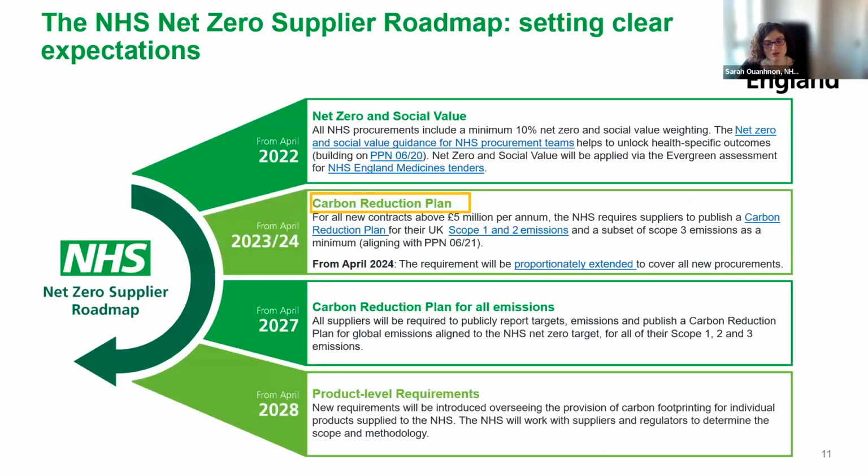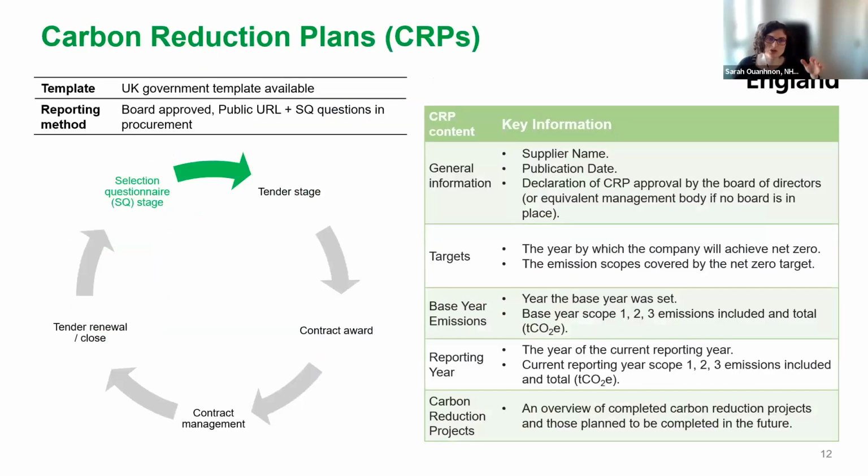The next milestone was on the carbon reduction plan. As I mentioned, for now and up to April, we're only asking for carbon reduction plans for contracts over £5 million. However, from April, we're going to start asking for them for any contract that comes on a framework, which are our big procurement agreements. And then we have a slightly easier version, which we call a net zero commitment, for lower value contracts. So what does it look like?